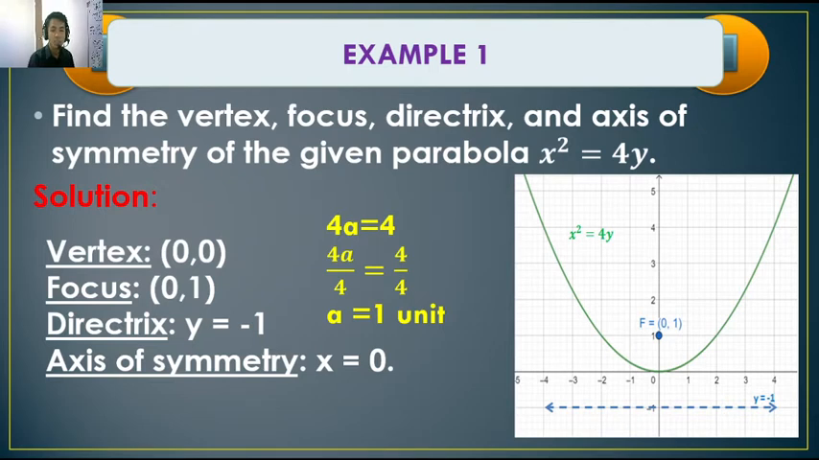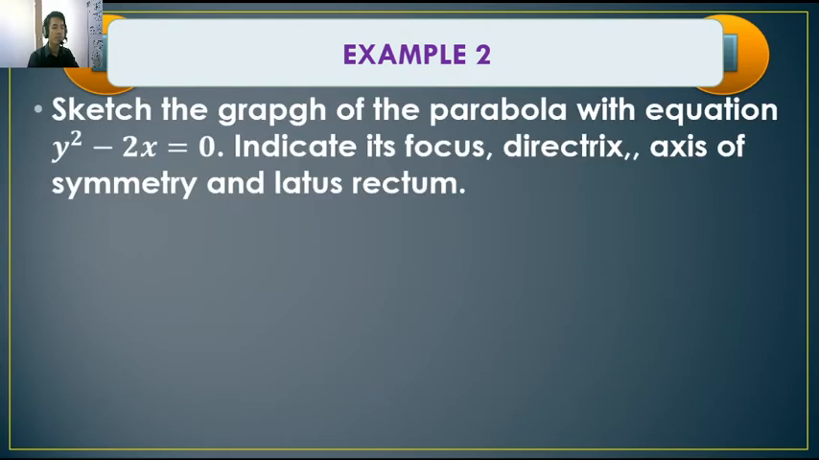Now the focus is at (0, 1), and to find the directrix, that is 1 unit below the vertex. So we have it here at negative 1. So y is equal to negative 1. Okay, so the directrix must be in the form of an equation.